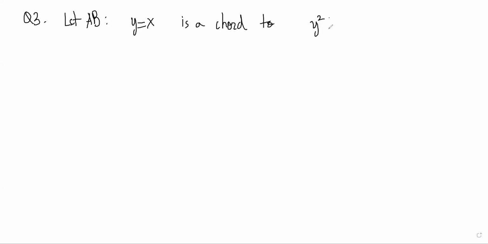Then the next one is: let AB, which is y is equal to x, be a chord to y square plus 4x equals 4. P is any variable point on the ellipse.